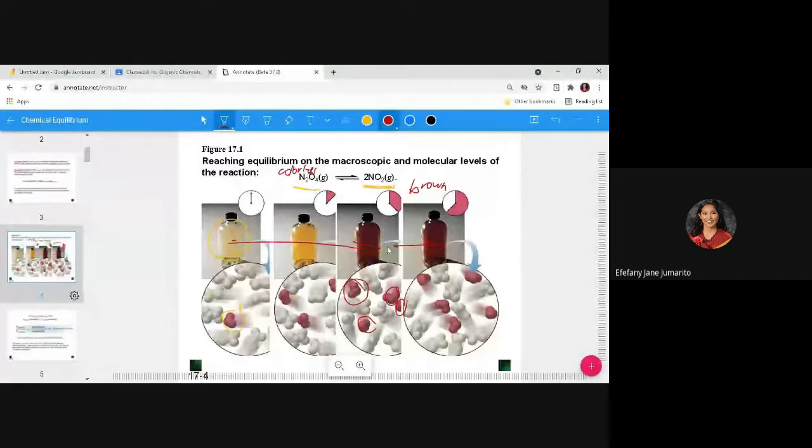So here, is this at equilibrium? Container 2, is it at equilibrium, class? Is it balanced?